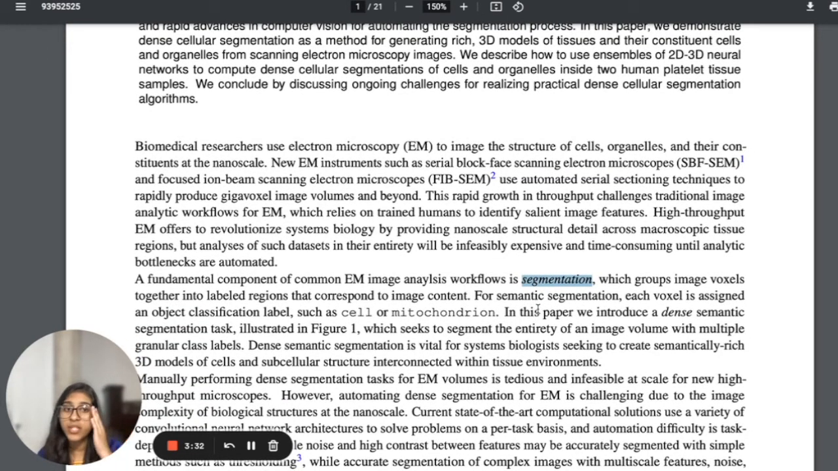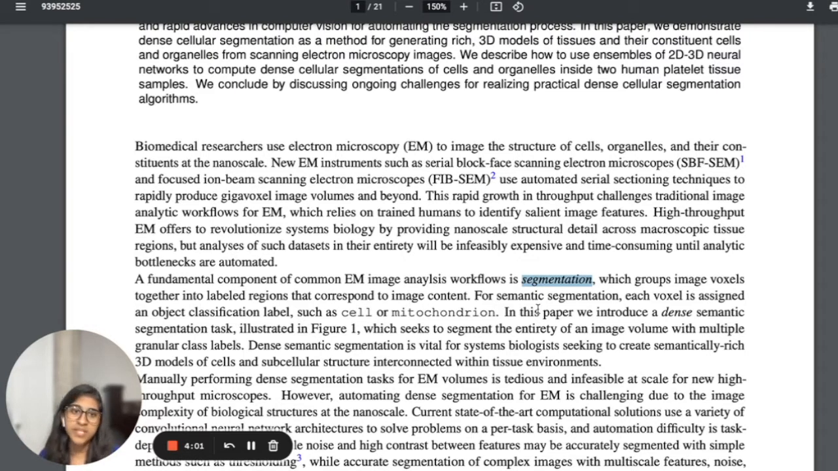Now in segmentation, what we're doing is we're taking image voxels. And a good way to think of voxels is if you have a 2D image, there are going to be pixels within that image, right? So each pixel has an x-axis and a y-axis. Now voxels are different because they're 3D pixels in a way. And so it has an x-axis, a y-axis, and a z-axis. And so what we're doing is we're grouping the image voxels into labeled regions.